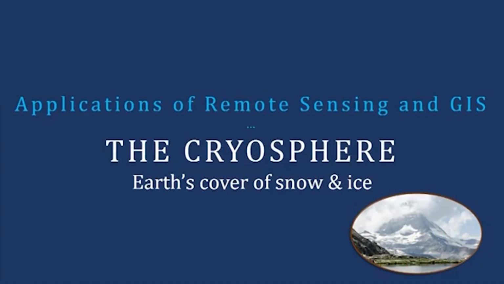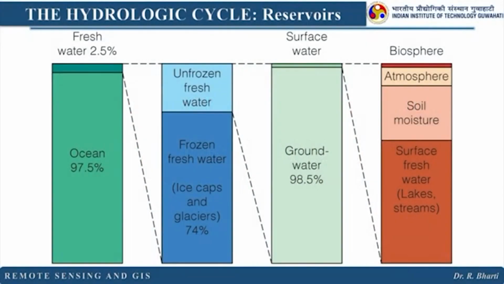This one is the last lecture of this course. In this lecture, we will see some more examples as well as the applications of the remote sensing and GIS technology. So let us start with the application of remote sensing and GIS in cryospheric studies. As we know, the cryosphere is basically the Earth's cover of snow and ice. So let us see how we can apply this understanding to extract some meaningful information.